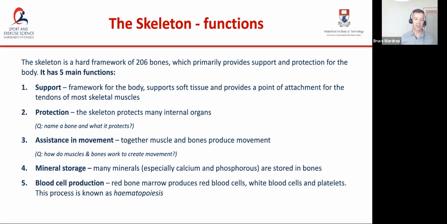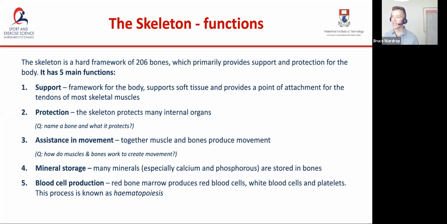The skeleton provides protection, so it protects many internal organs. The obvious one there is, say, your skull protects your brain. You've got your rib cage and your sternum protecting your internal organs. It also, as I mentioned there, provides assistance in movement. The skeleton is a site of storage. So we've got many minerals, calcium and phosphorus being the main two, stored in your bones.